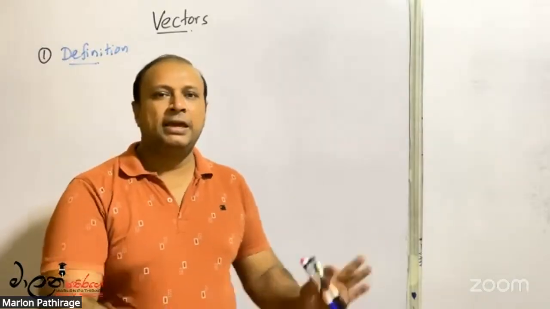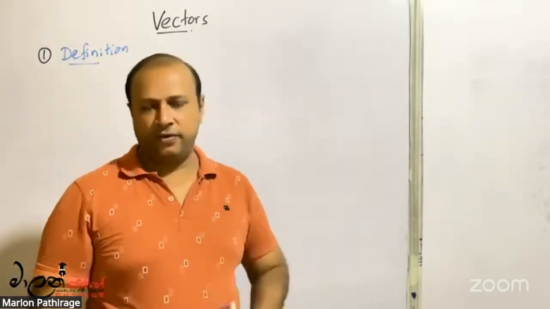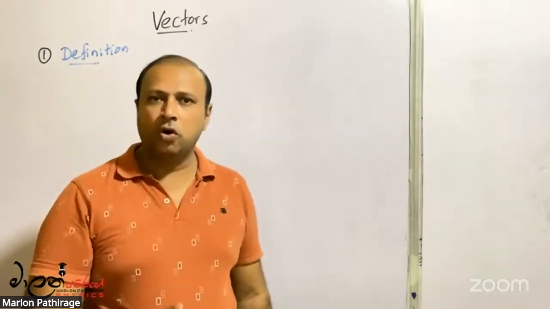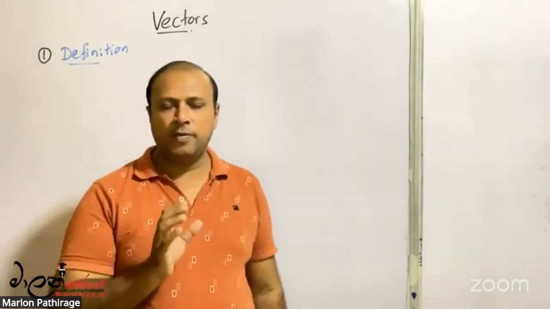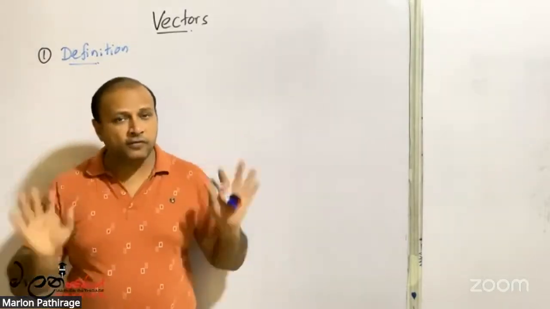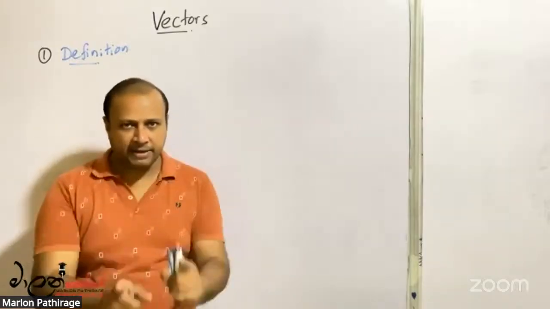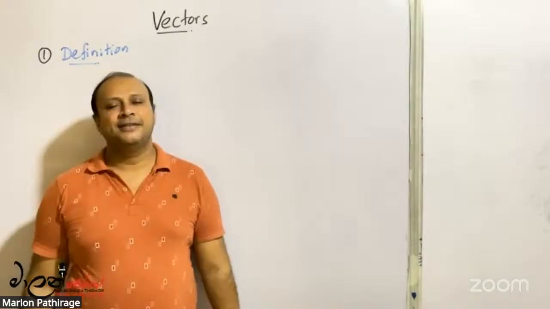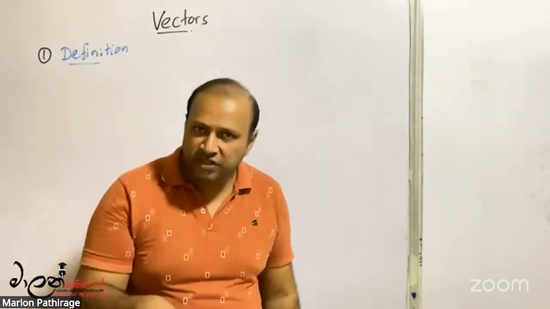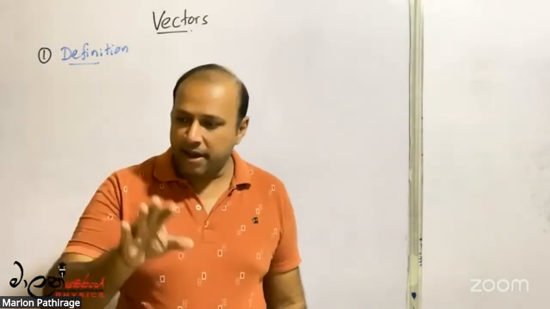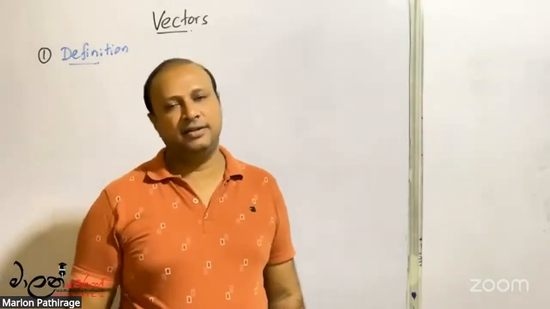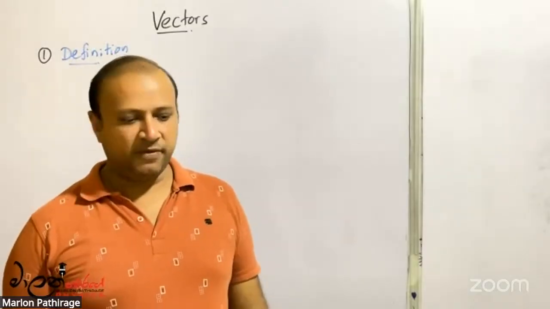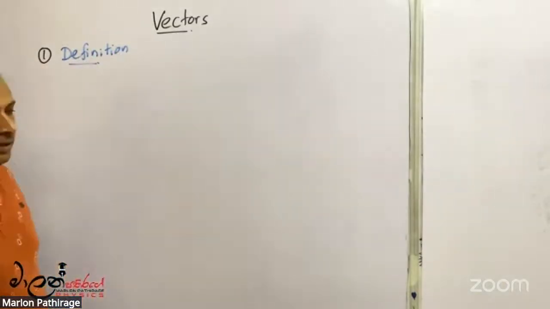So, if we consider any kind of vector, there are two common features. What are those? All of them have a magnitude and a direction. Therefore, if any physical quantity has a magnitude as well as a direction, we call them vectors, vector quantities. Okay, definition.